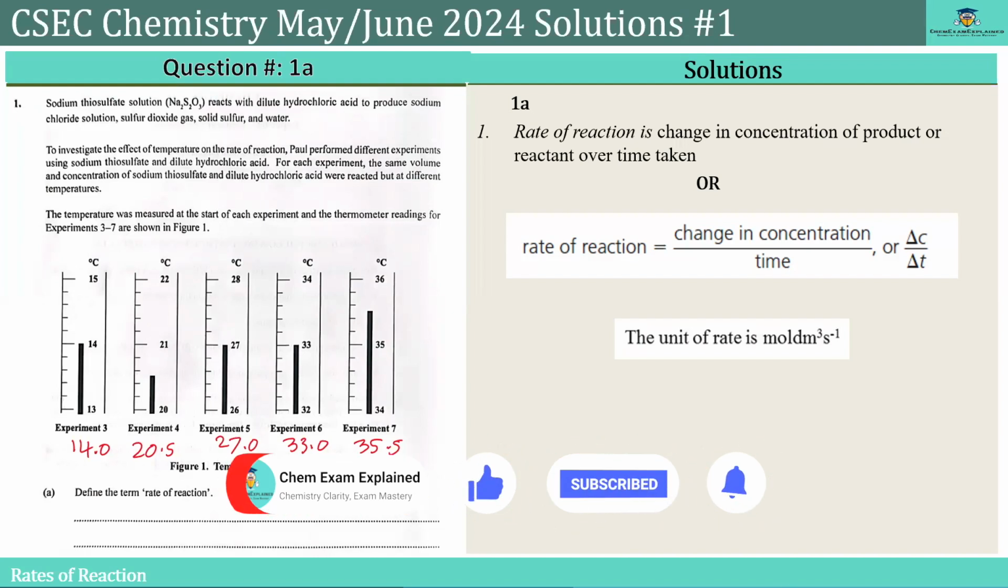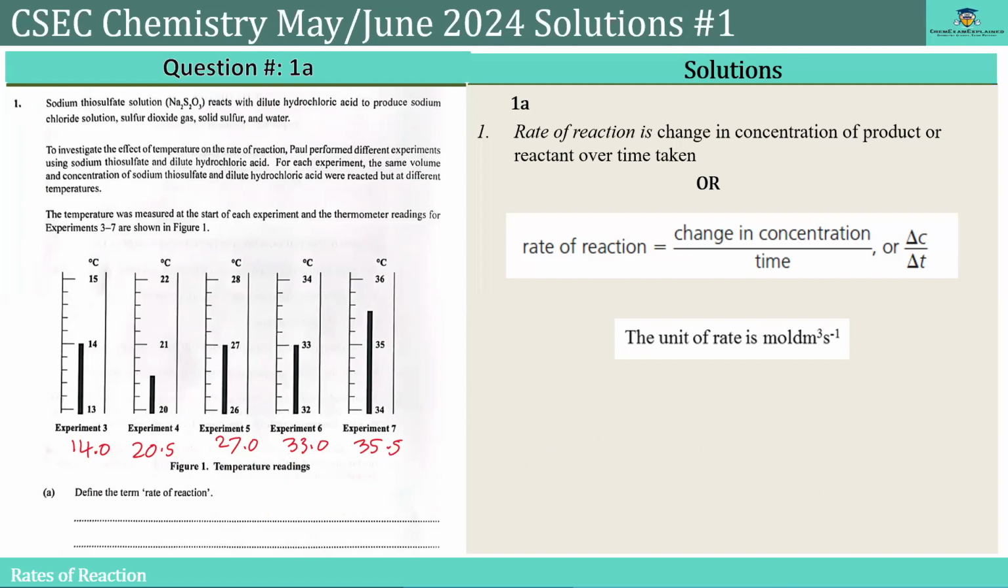In this video, we will be looking at CSEC Chemistry, May-June 2024, question 1. Now, before we even start the question, let me say this. When you get these questions, you must go through because we have important information in the question that we will need to answer the questions. So let's start by looking at this section here.